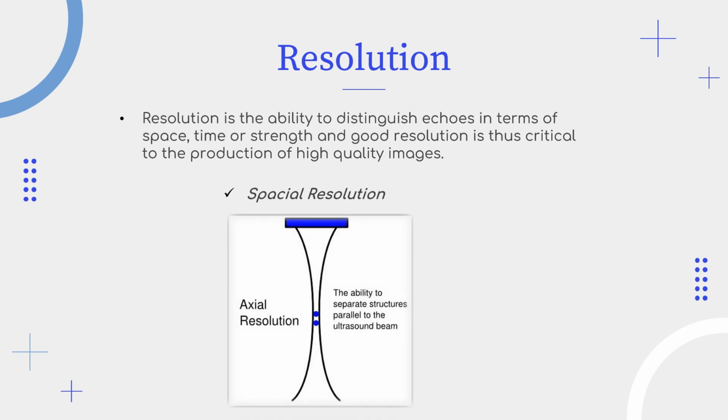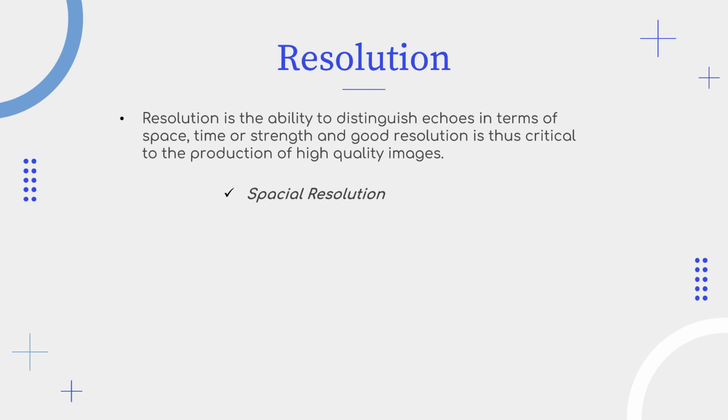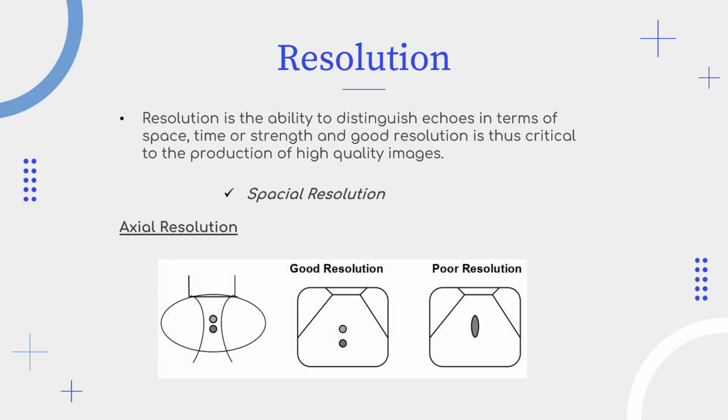Since an ultrasound image displays depth into the patient and width across a section of anatomy, it is therefore reasonable to consider two types of spatial resolution, axial and lateral. Axial resolution is the ability to display small targets along the path of the beam as separate entities.